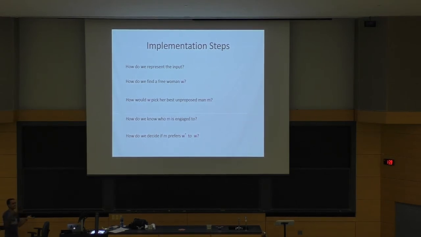We said find a free woman. So if there are n free women, how do we find one quickly? We said W should pick her best unproposed man. How do you do that quickly? We have to figure out if W proposes to M, who M is engaged to. How do you figure that out quickly? And then M finally has to decide, if he's engaged to W prime, whether he prefers W prime to W. So how do you do that quickly? In particular, we would like to do all four of these steps in constant time.